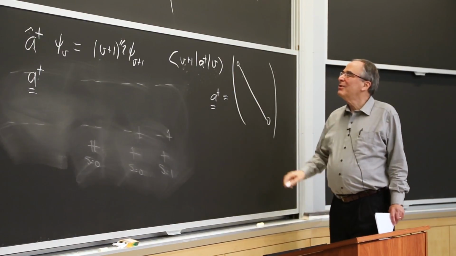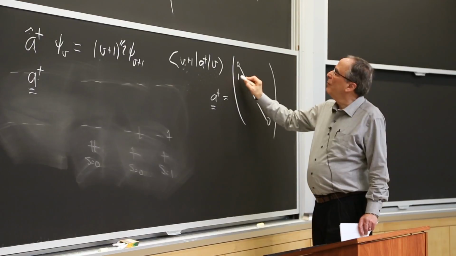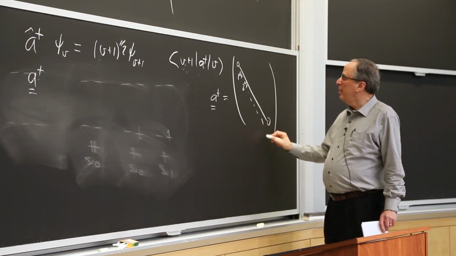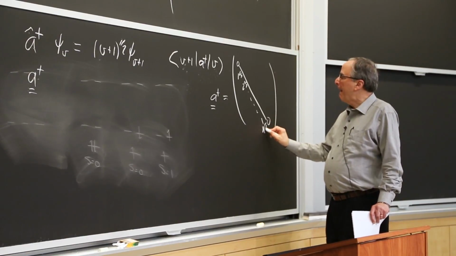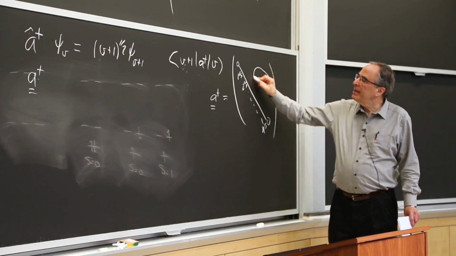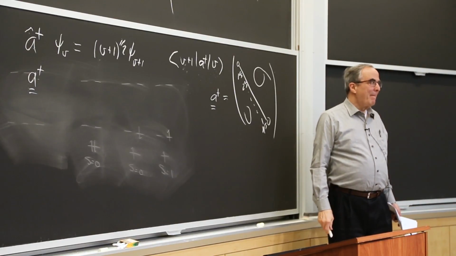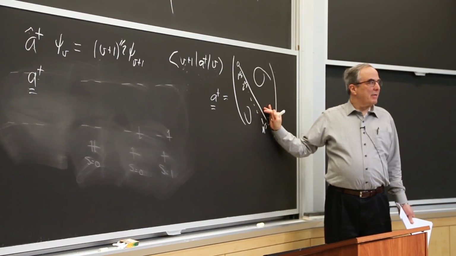Okay. And so we have the square root of 1, the square root of 2, square root of n. And everything else is 0. So we can write big zeros. So that's what this matrix looks like.